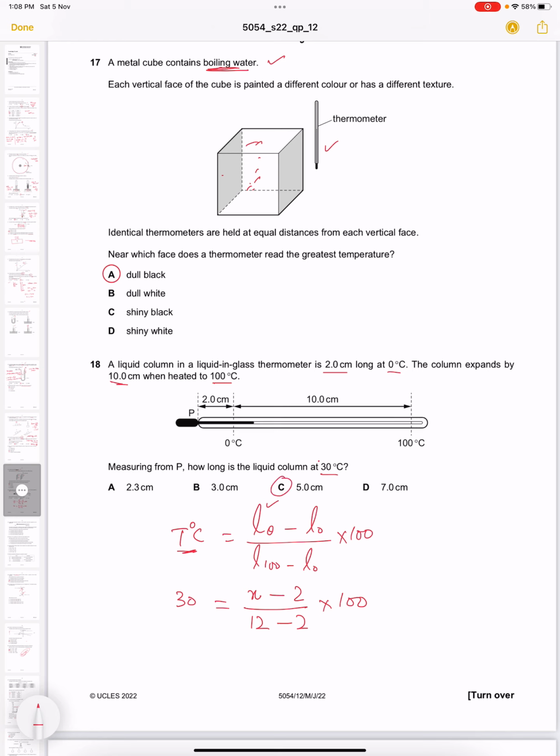Let me do a little bit of working on it. 30 is equal to X minus 2 over 10 multiplied with 100. So here the 0 is cancelled. This 10 will be divided there. So we will get 3 is equal to X minus 2. Minus 2 will become plus 2. So we have X is equal to 3 plus 2, which is 5 centimeter.